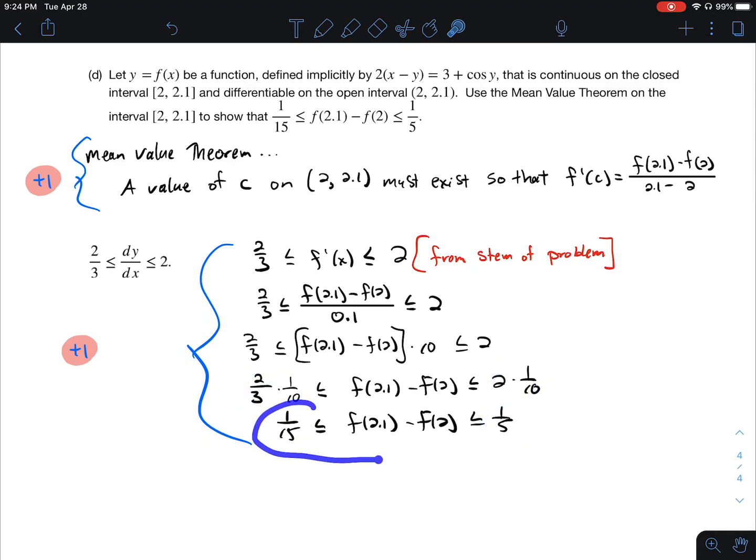And now this is exactly what this is. So we used the mean value theorem right here, and we showed that this is true by working this out algebraically to get to this point.